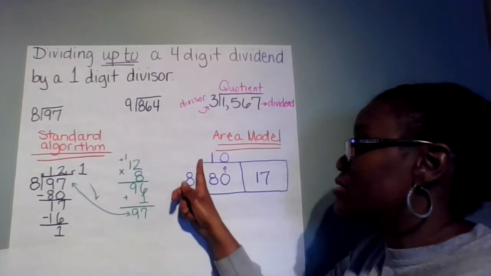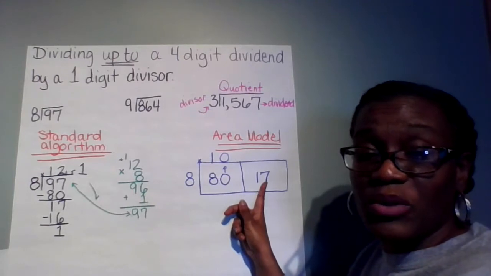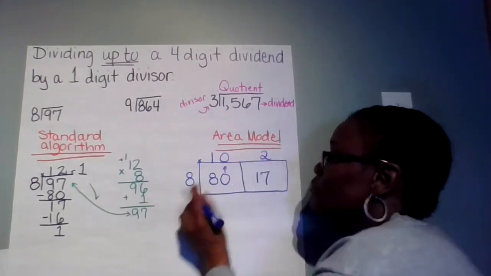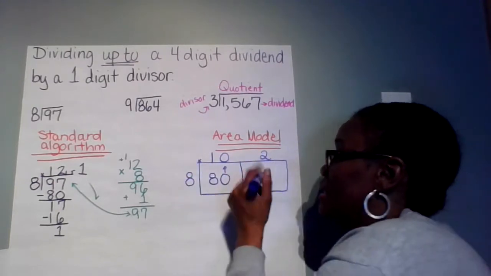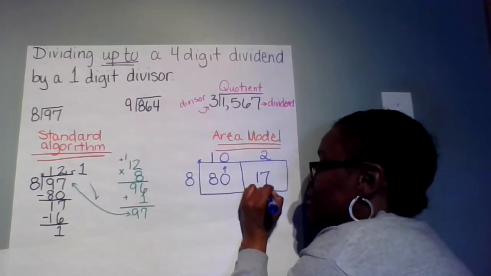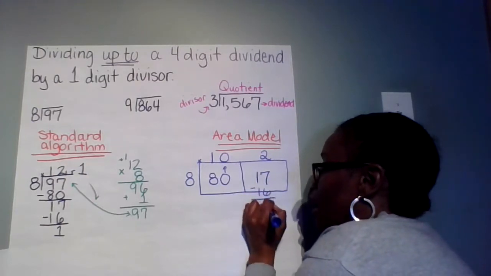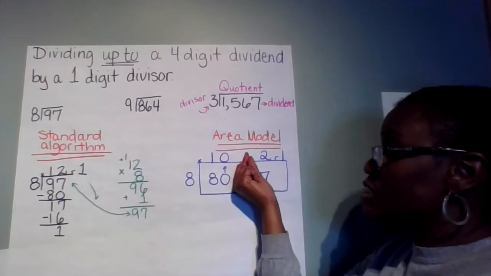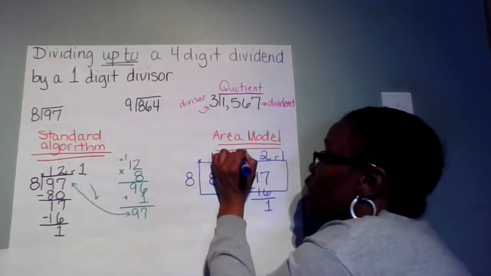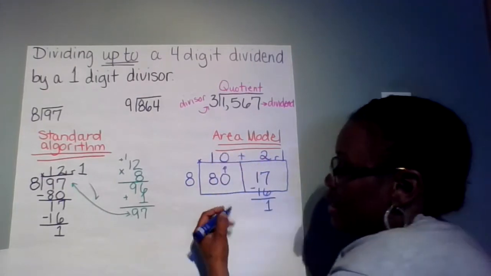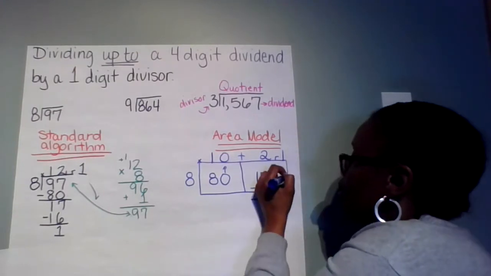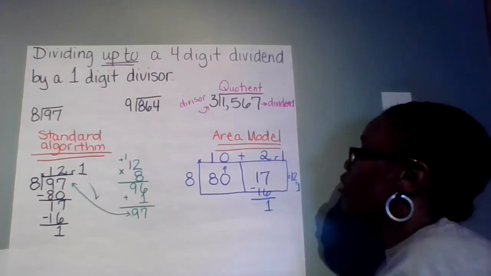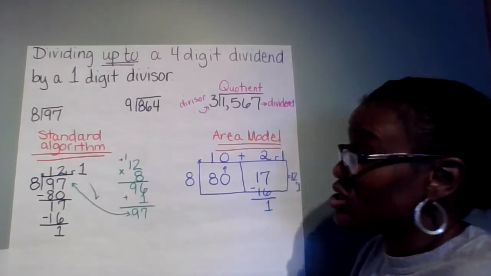Now, scholars, how many times can 8 go into 17 without going over? Very good, scholars. 2 times. 8 times 2 is 16. And when I subtract 16 from 17, I am left with a remainder of 1. And so now you just simply want to add these two numbers, and you're going to end up with 12 remainder of 1. And it's just that simple.